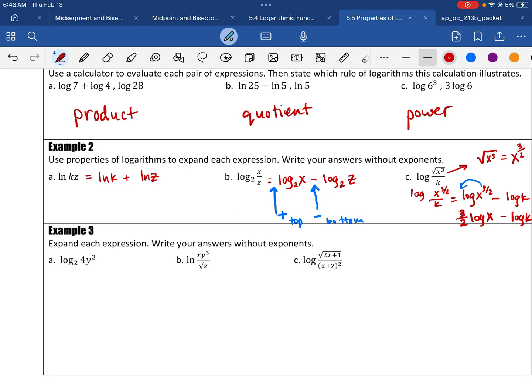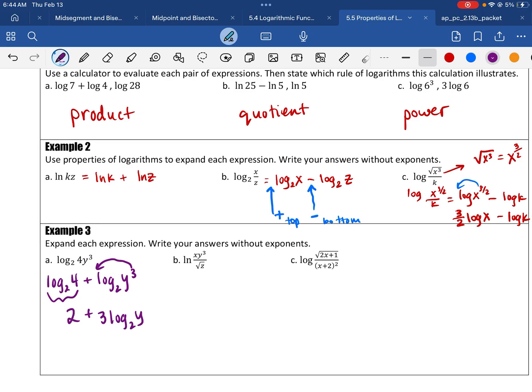Okay, this one, we've got a 4 and a y cubed, so I'm going to give each of those their own log. And it's a plus because they're being multiplied. Okay, this 3 can bump out in front. And this one over here, log base 2 of 4, if you were to plug that in the calculator, it kicks out 2. So let's just write it as 2.